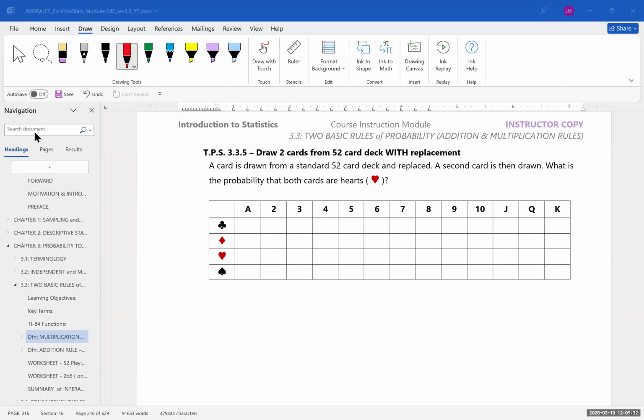All right, so let's look at this think, pair, share. If you've given it a try, great. If you haven't, give it a try first. But let's take a look at it.